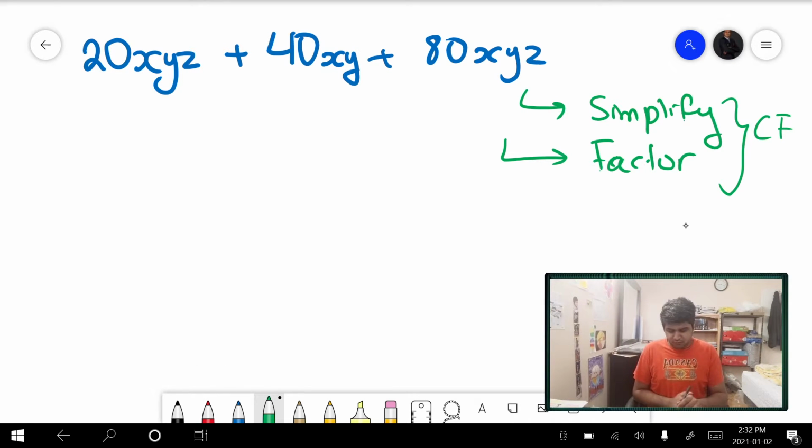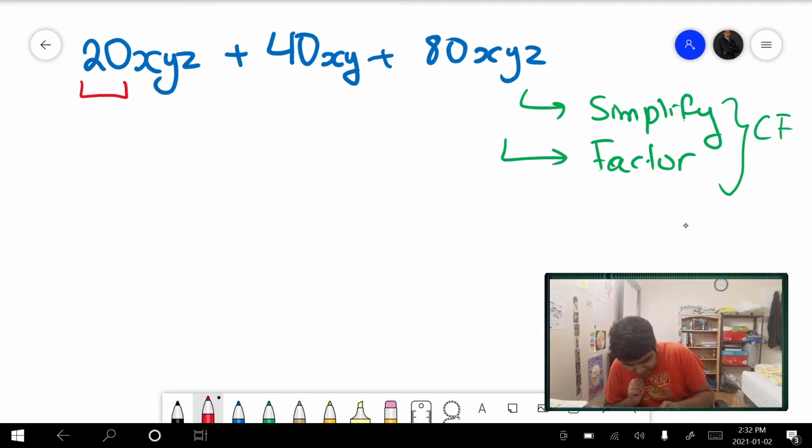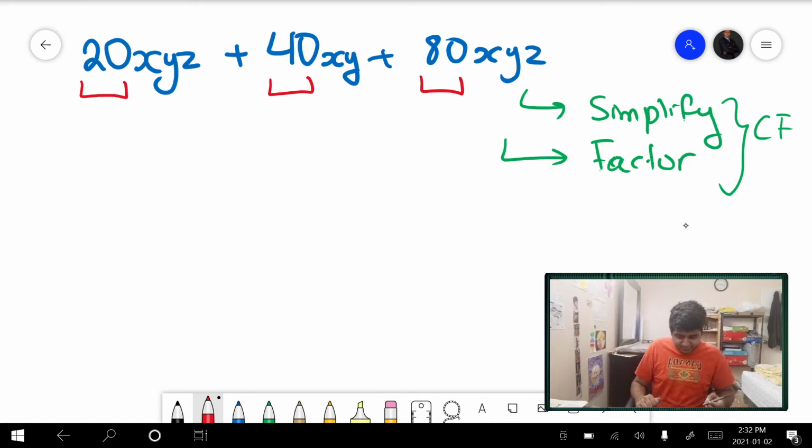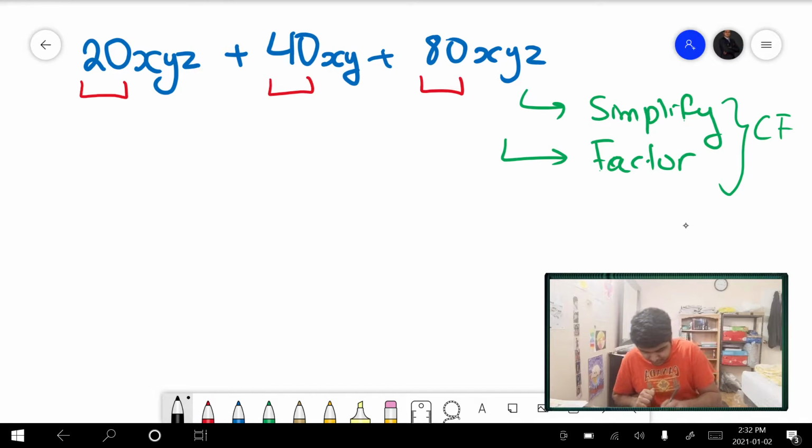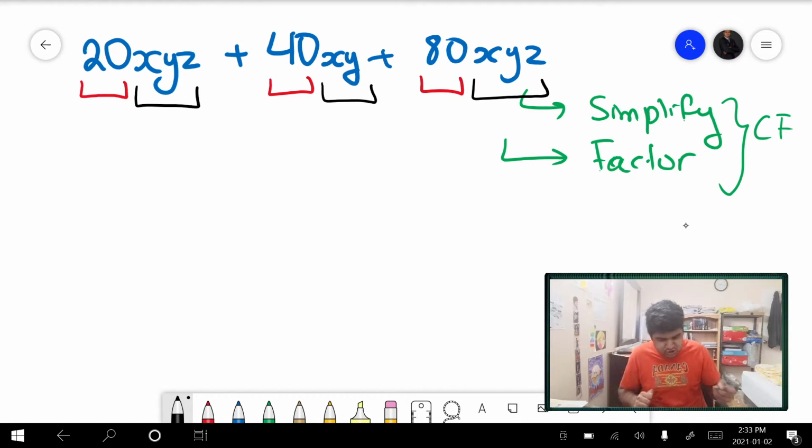The key thing we want to start off with is dividing this expression up into its numbers and its variables. So we have here our number part: 20, 40, and 80, right? And then we have our variable part, which I'm going to do in black. XYZ for 20, XY for 40, and again here we have XYZ for 80. I'm actually going to change this question a little bit. We're not going to use XYZ, we're simply going to use YZ, so it's going to be 80YZ. Let's quickly change that up.